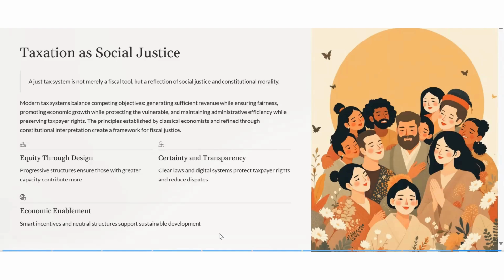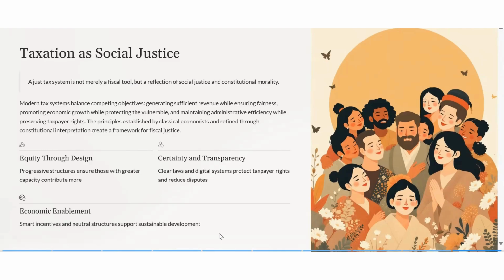Equality and equity through design: progressive structures ensure those with greater capacity contribute more. Certainty and transparency: clear laws and digital systems protect taxpayer rights and reduce disputes. Economic enablement: smart incentives and neutral structures support sustainable development.